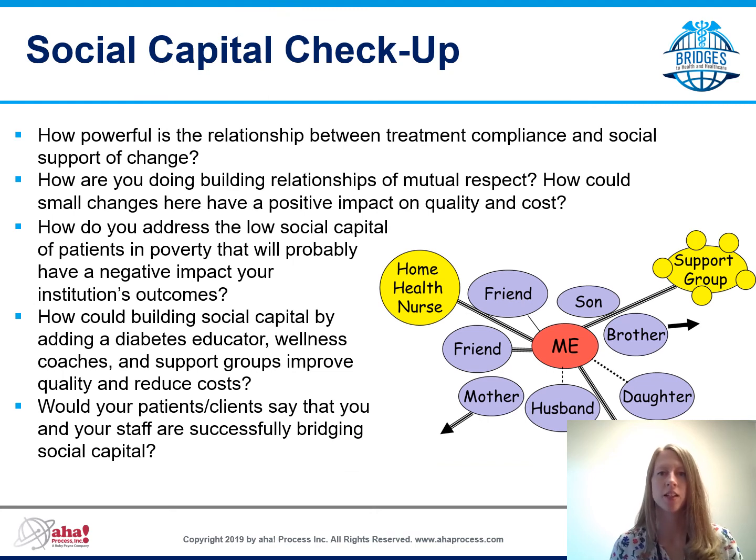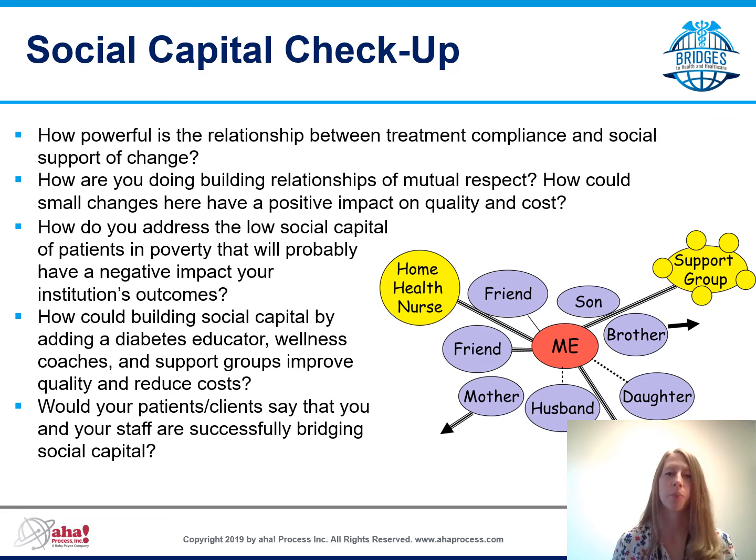A few more things before we close. We've mentioned social capital or social supports throughout the training. Here's a diagram of a hypothetical patient support system. In Bridges, there is the notion of bonding versus bridging capital. Bonding capital is people with whom you have a shared culture or experience, and they often help you get by. They can be family members, friends, neighbors, etc.